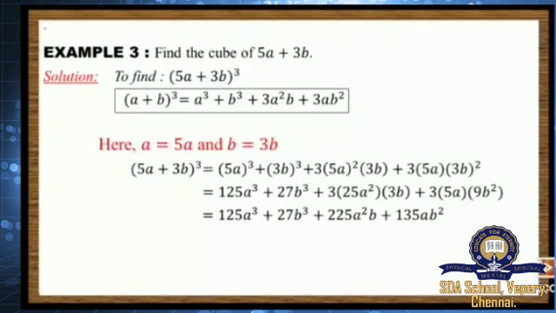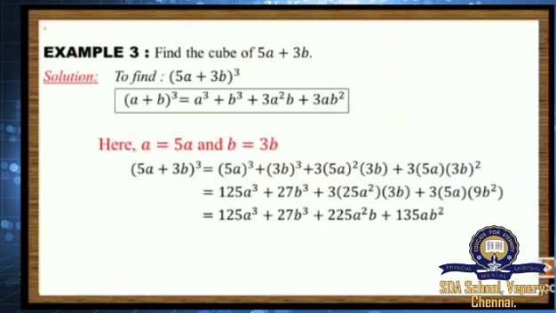Example 3. Find the cube of 5a plus 3b. So they've asked us to find the cube of the given expression, right? So we should write (5a + 3b) the whole cube. Now this is of the form (a + b) the whole cube. So you can use the identity (a + b) the whole cube. Here a equal to 5a and b equal to 3b.